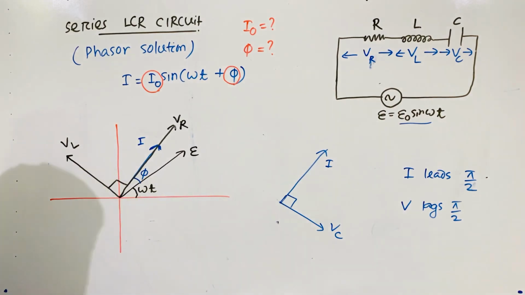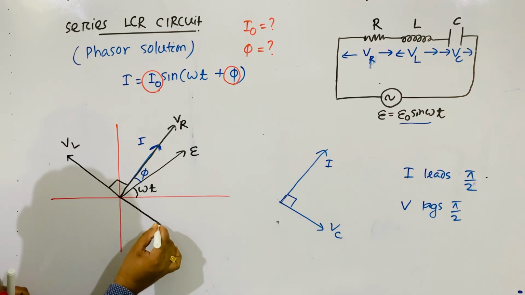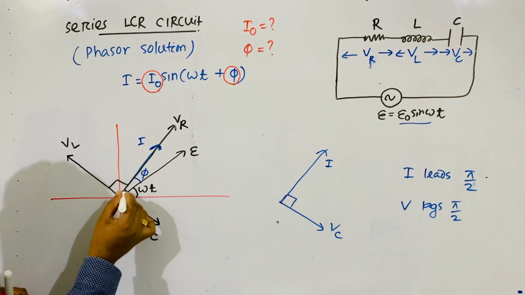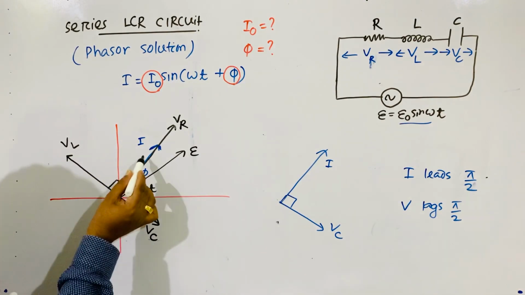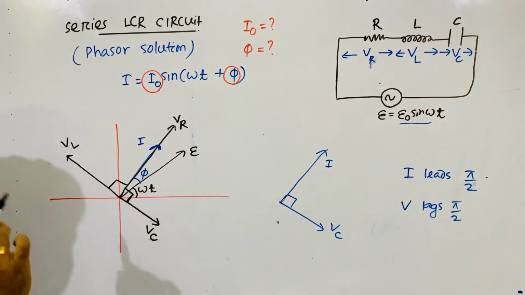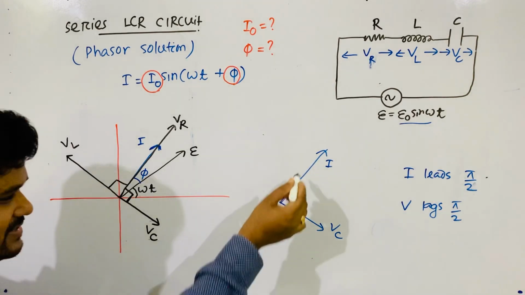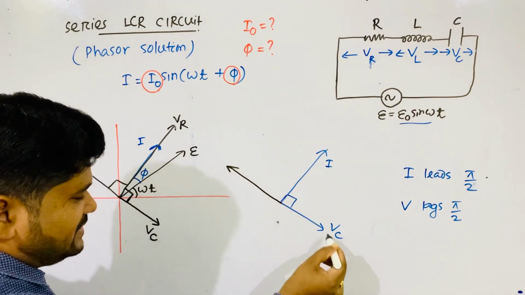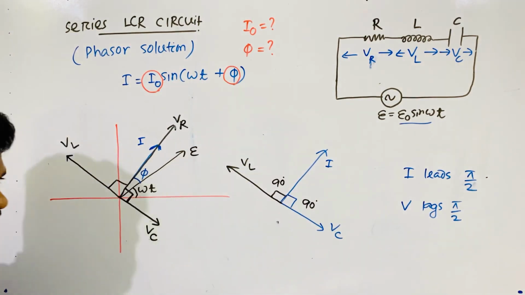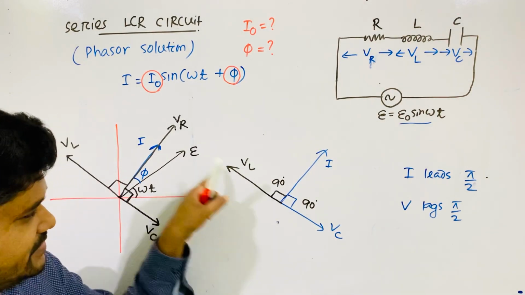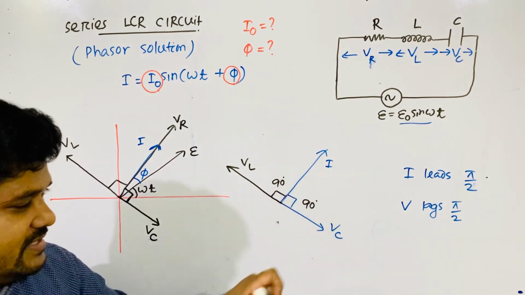So let's draw the voltage here. This is the voltage line, just opposite to VL. This is VC. So this angle is 90 degrees. Mark clearly: the angle is 90 degrees with the current and VC. Don't confuse about this. But can you mark one thing here? If this is the current, then this is the capacitive voltage on this side, and this is the inductor voltage, each 90 degrees to the current on opposite sides. Inductor voltage leads the current, capacitor voltage lags the current.